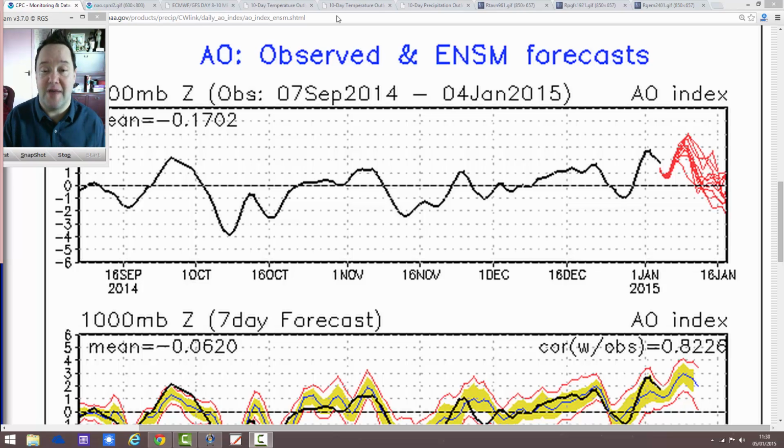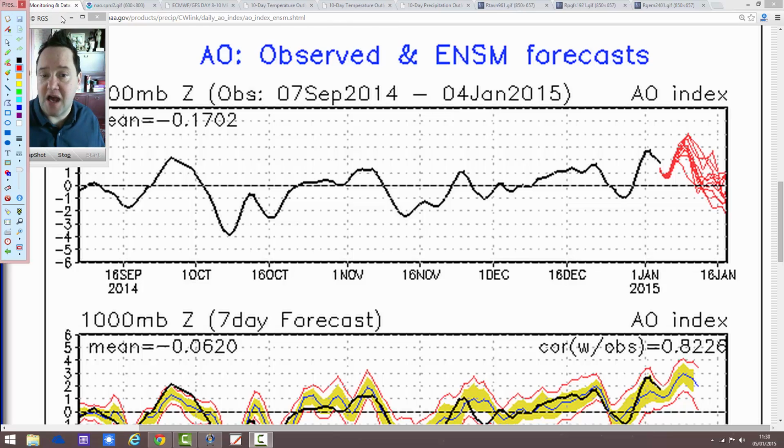I want to start off with the Arctic Oscillation and the North Atlantic Oscillation first of all, just to very quickly say what they are. They're indexes that are reflecting, or telling us, the state of the atmosphere over the Arctic in terms of the Arctic Oscillation and over the North Atlantic in terms of the North Atlantic Oscillation. They're not drivers of the weather, they are indexes that reflect the state of the atmosphere.